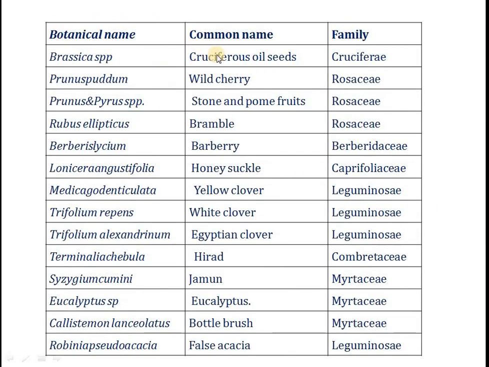Here we have to observe the common names: cruciferous oil seeds, wild cherry, stone and palm fruits, bramble, barberry, honeysuckle, yellow clover, white clover, Egyptian clover, hirda, jamun, bottle brush, false acacia. So these are some commonly found plants and their names, which we have to know.